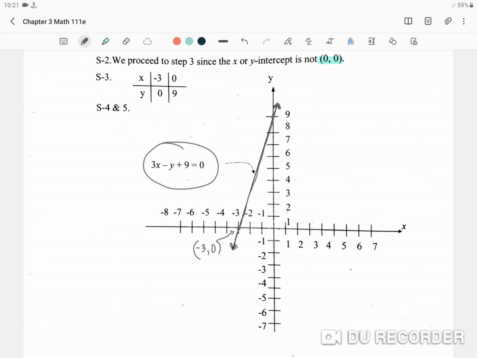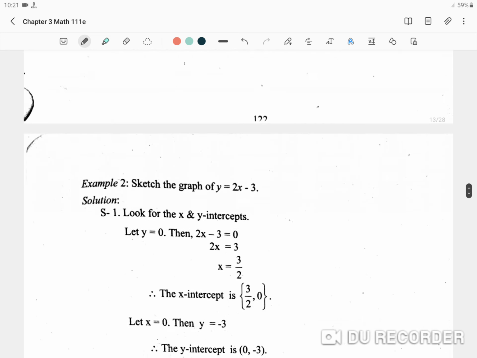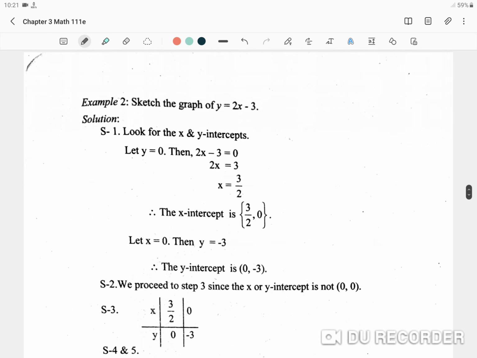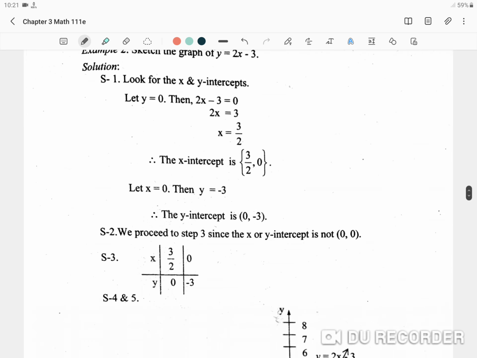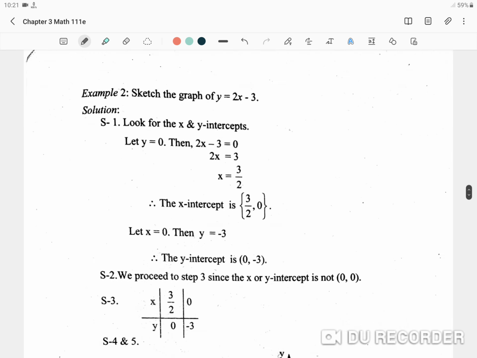Okay? I hope that is clear. So, let us proceed with example number 2. Actually, dito sa example number 2, similar lang, pareho lang tayo ng gagawin. Okay? So, yung equation natin is y is equal to 2x minus 3.